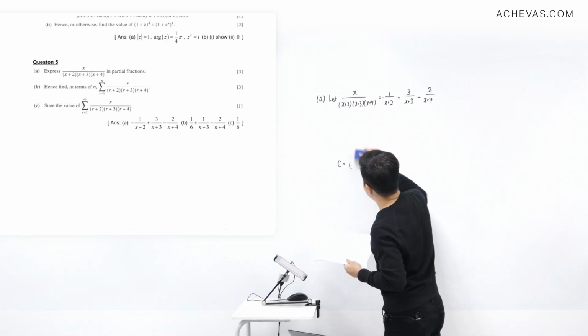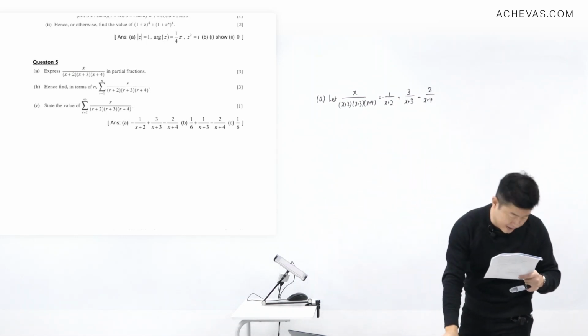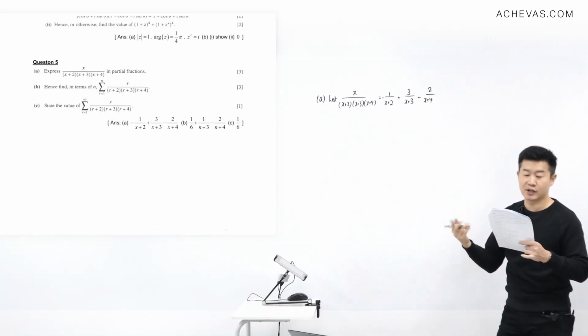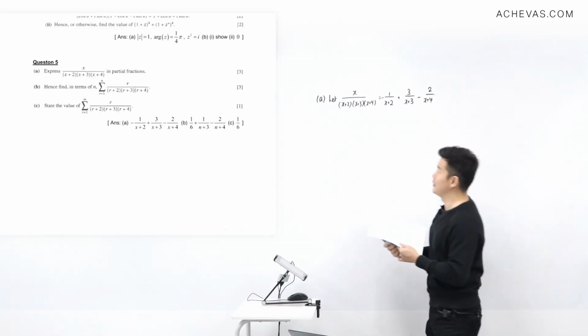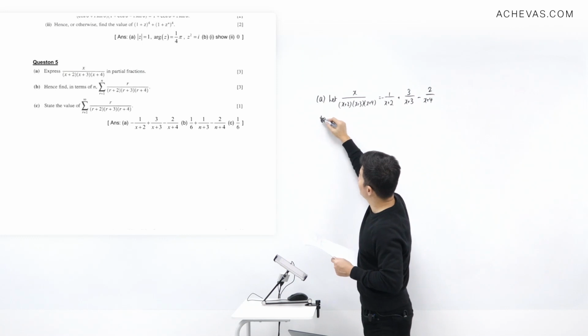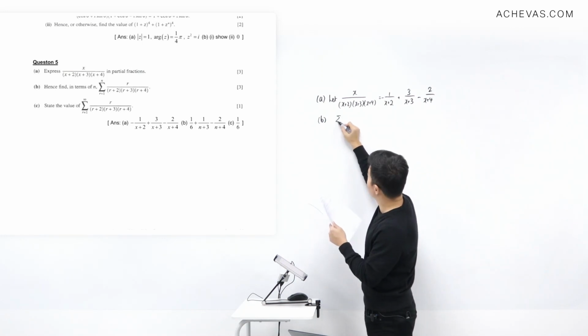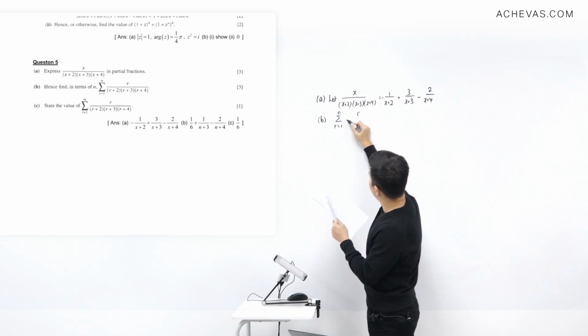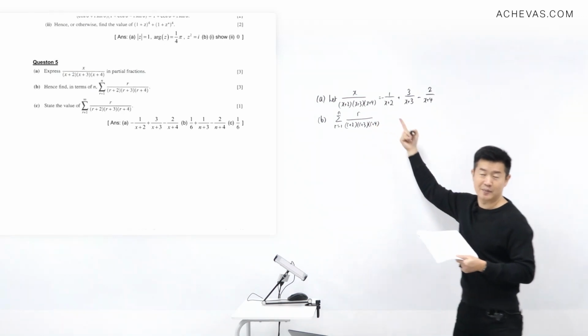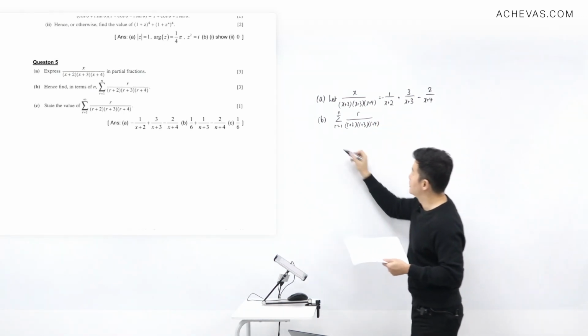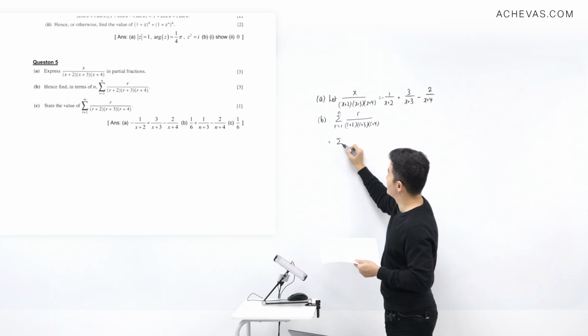I guess we will definitely be using this for the next part of the question, which is a summation question. Hence, the question says we are going to be making use of this result. So the question says we are supposed to evaluate the sum from r equal to 1 to n of r over (r plus 2)(r plus 3)(r plus 4). It is exactly the same as this, except the x is being replaced by r. So let me just re-express this in its partial fraction based on what we have in part A.